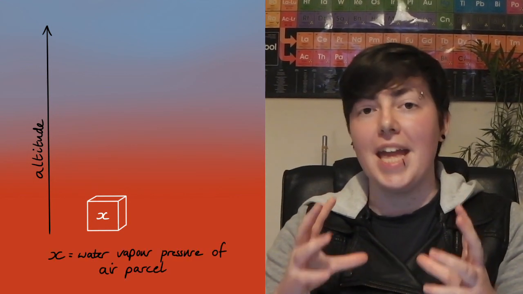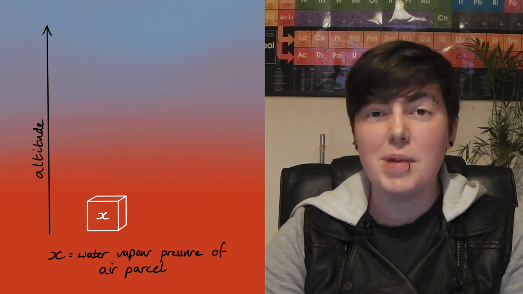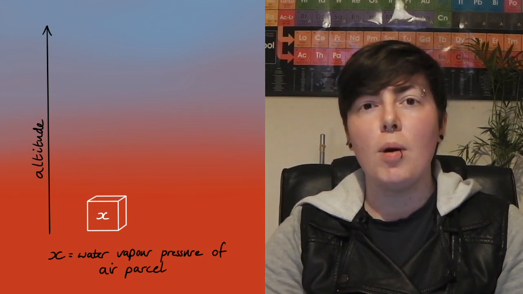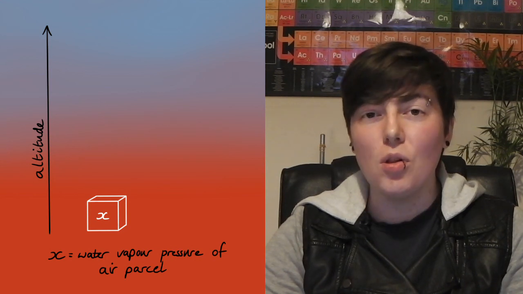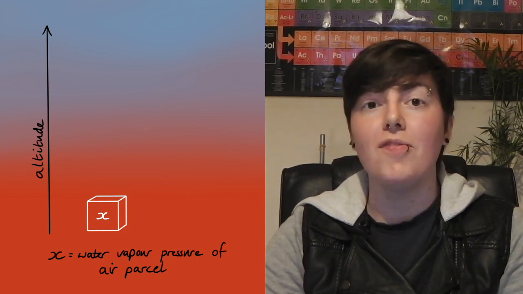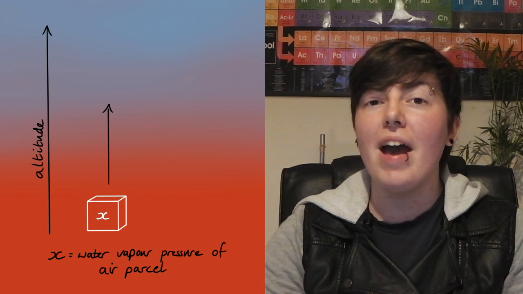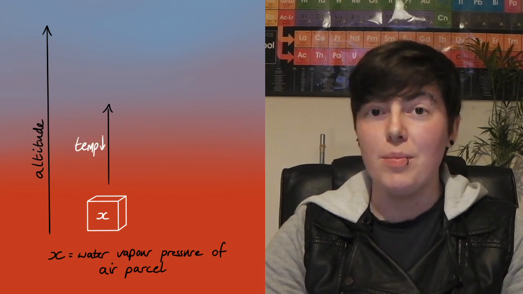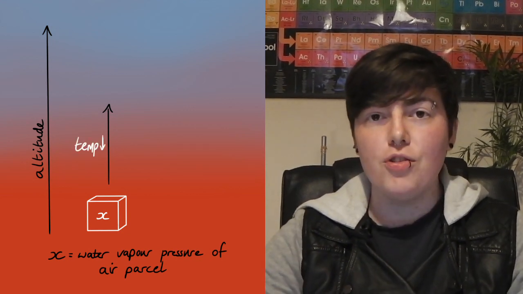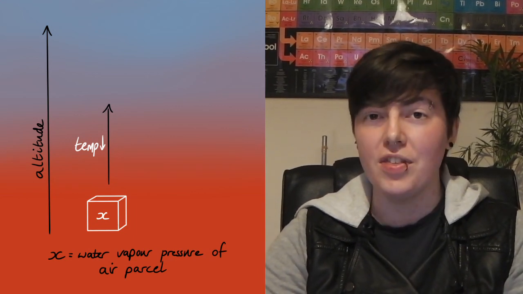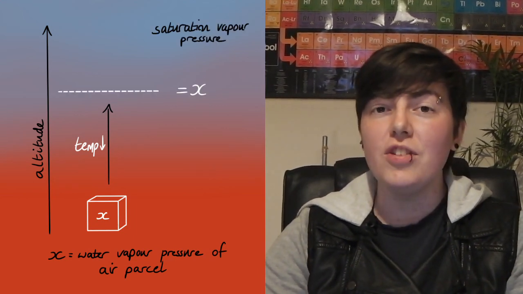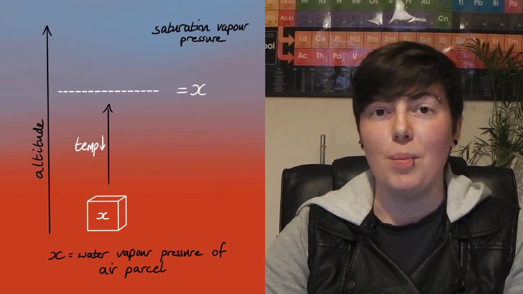Now, our rising cooling air parcel has a fixed amount of water vapour in it right from the surface, and typically at ground level this air parcel will be unsaturated, which means that the air can still hold more water vapour before it condenses out. But as our air parcel rises, the temperature drops, and as the temperature drops, the saturation water vapour pressure of the parcel decreases. The air parcel will reach an altitude where it becomes saturated.